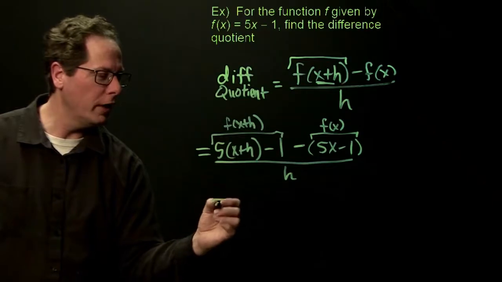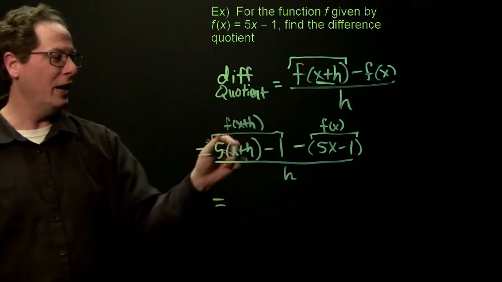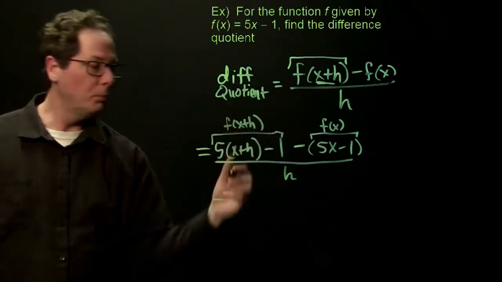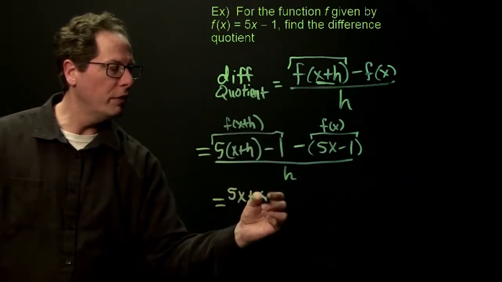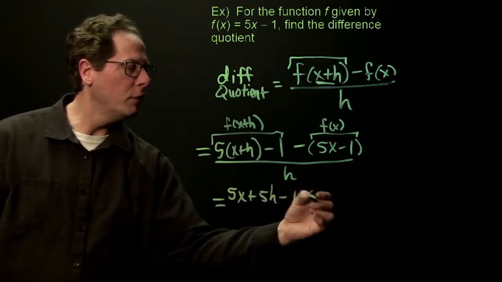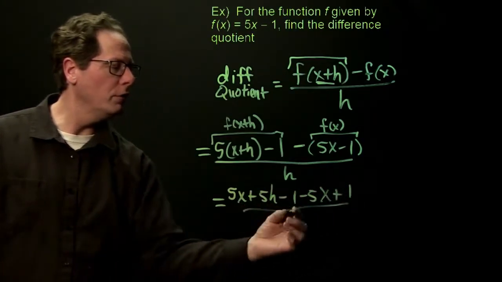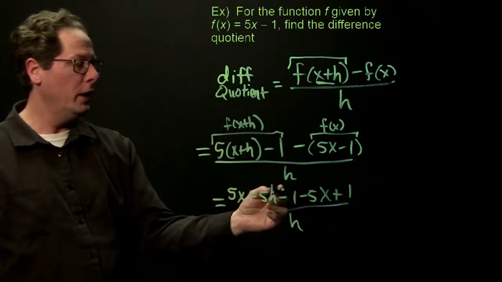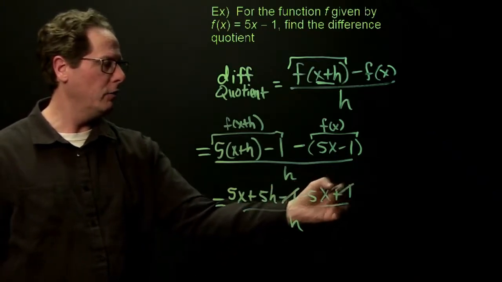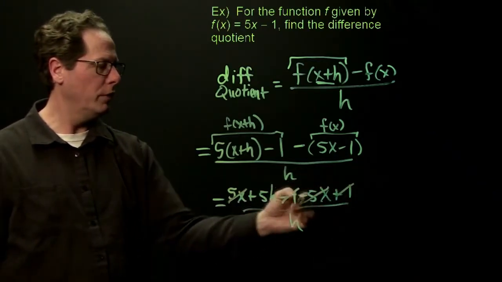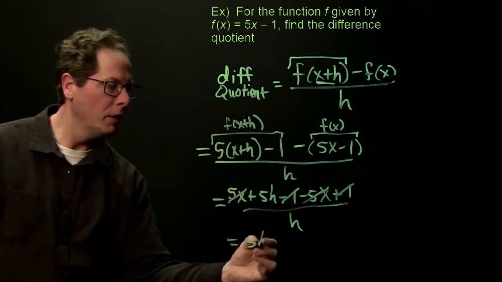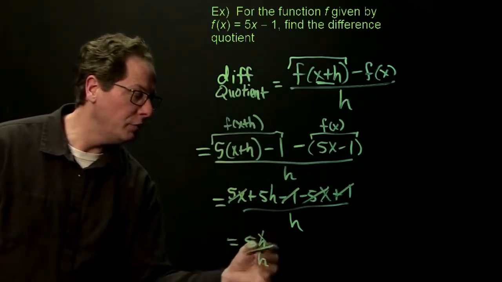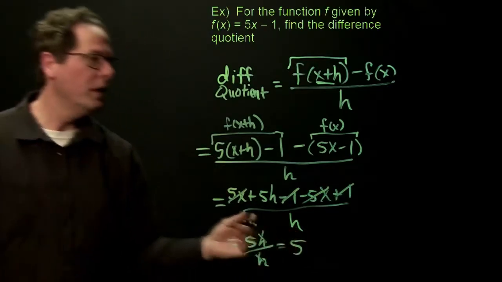Okay, so here we go. So let's send the 5 through. 5 goes through that first set of parentheses. So you get 5x plus 5h minus 1. Now that negative goes through that set, negative 5x plus 1, all divided by h. Now we're going to simplify here. We're going to collect like terms. That minus 1 cancels with the positive 1. This 5x cancels with the negative 5x, and you're left with an expression that just has h's in it, divided by h. And this is what we expect to see. This is exactly what we want to see, and so the answer is 5.